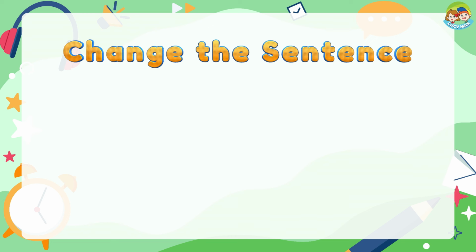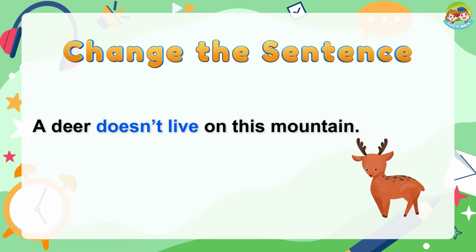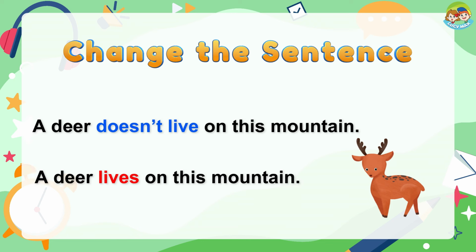Change the sentence into a positive sentence. A deer doesn't live on this mountain. We have one deer, so we put an S on the verb lives. The new sentence will be a deer lives on this mountain.